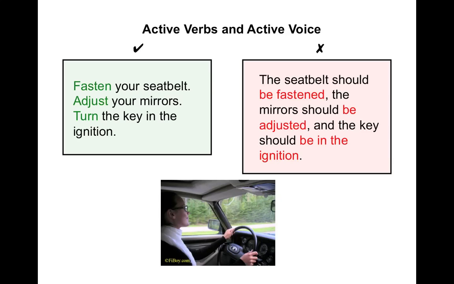Active verbs in the active voice. The seatbelt should be fastened, the mirror should be adjusted, and the key should be in the ignition. That's all in the passive voice. Should be, should be, should be. Whereas what you really want is fasten your seatbelt, adjust your mirrors, turn the key in the ignition. These are your actual steps.